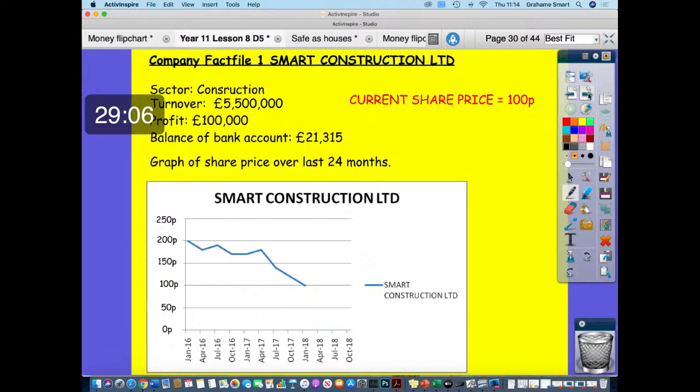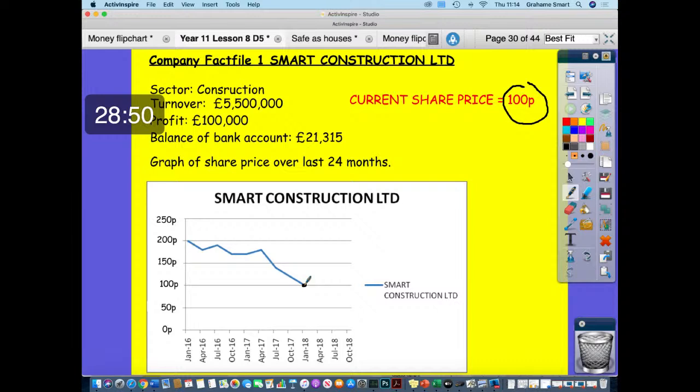Just take a minute, have a quick look at it. Okay, sector is construction, Smart Construction Limited. Current share price is 100 pence. And you can see that that fits with the graph there. Okay, 100 pence. It's on the graph.